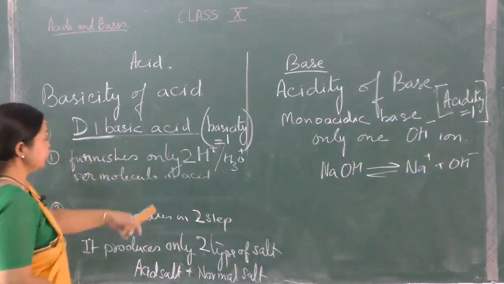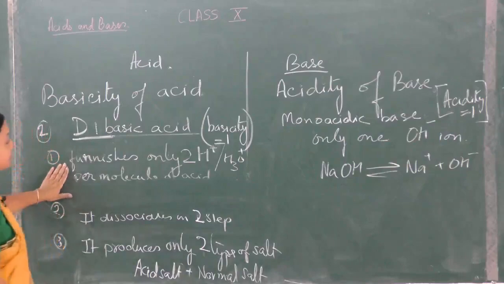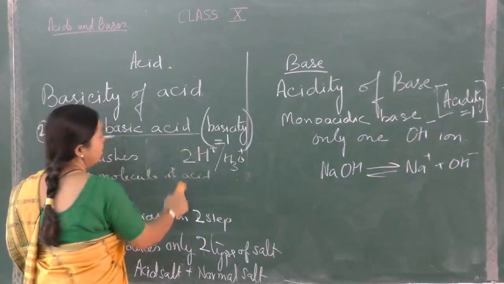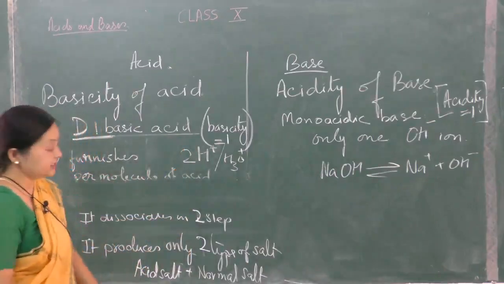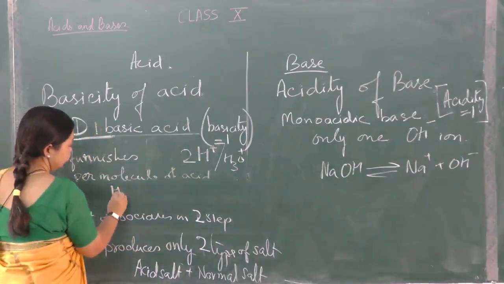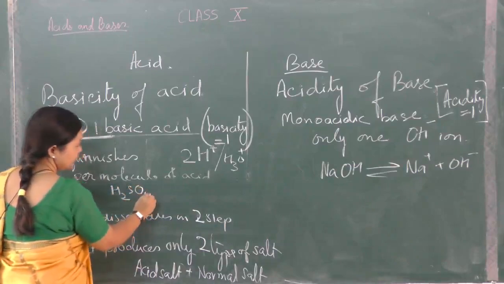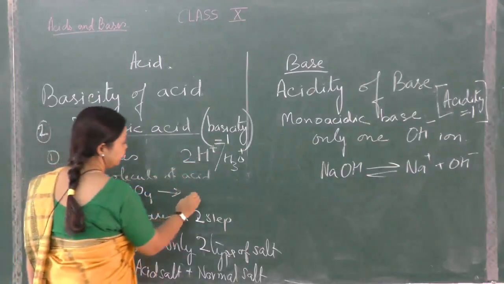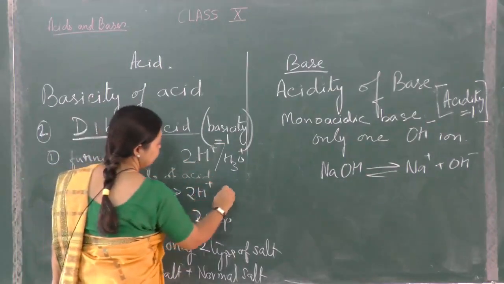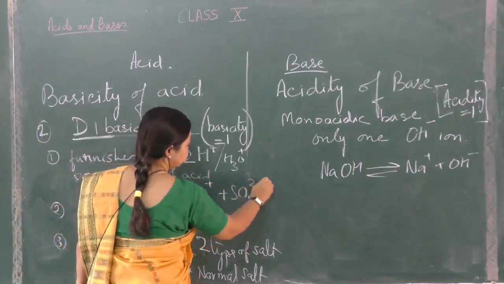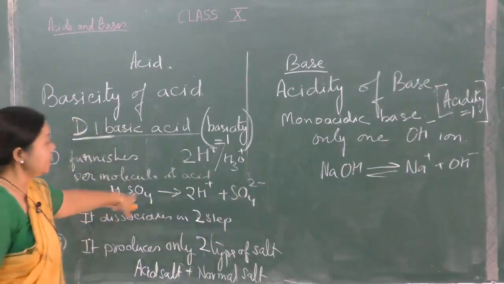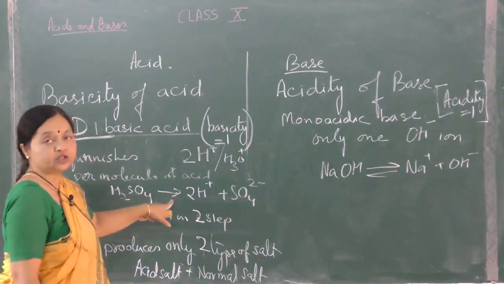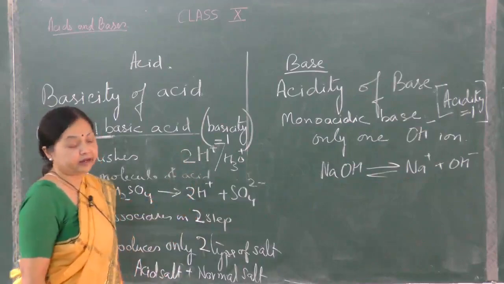Now we will discuss this in detail. Let's see this one. It furnishes 2 hydrogen ions or hydronium ions per molecule of acid. Suppose H2SO4. How many hydrogen ions will it furnish? 2. This will furnish 2H plus and SO4 2 minus. So per molecule of acid, 2 hydrogen ions or hydronium, you can write H2SO4 plus H2O giving H3O plus also, you get 2 hydronium ions.